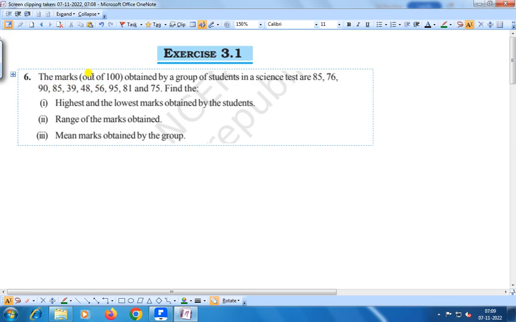Hello everyone. Today we shall discuss exercise 3.1 question number 6. The marks out of 100 obtained by a group of students in a science test are 85, 76, 90, 85, 39, 48, 56, 95, 81 and 75. Find the highest and lowest marks obtained by the students, the range of the marks obtained, and the mean marks obtained by the group.